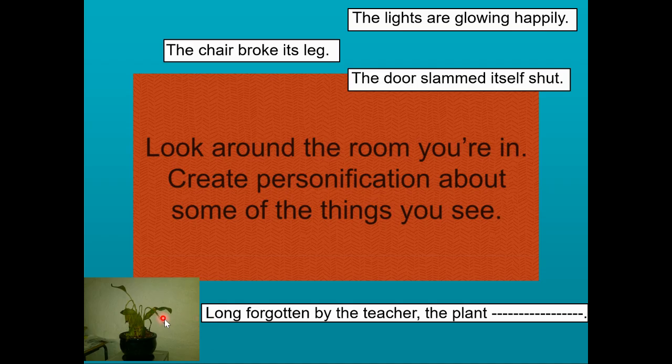That it bent its head towards the ground as it gave up. Well, again, personification, because a plant doesn't have the ability to think and do those things. So these are some good examples of personification, and I'm sure you can come up with more.